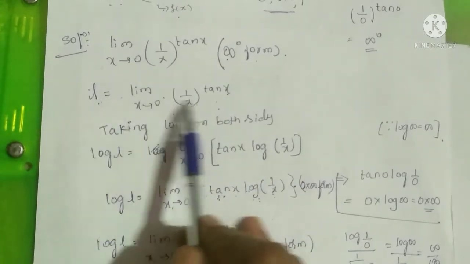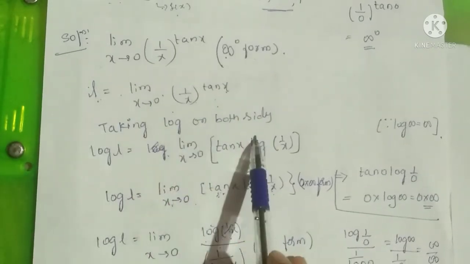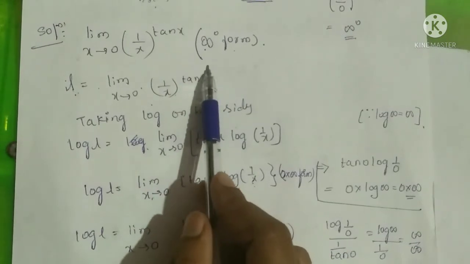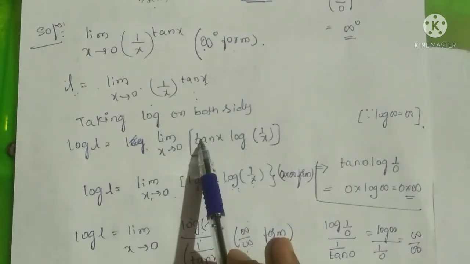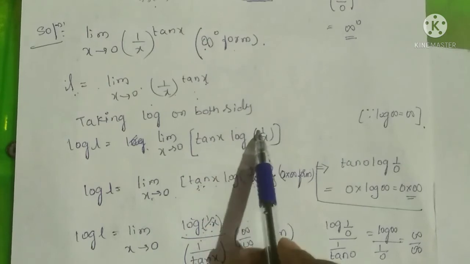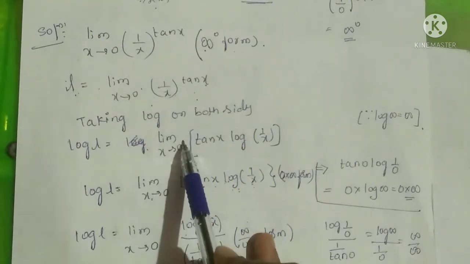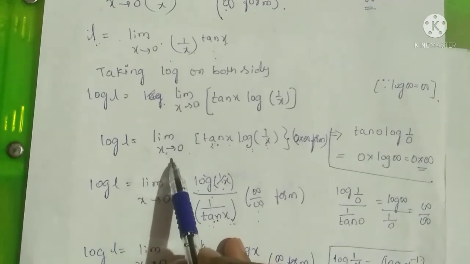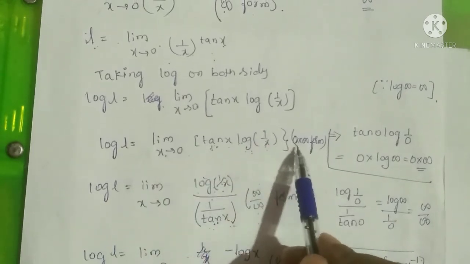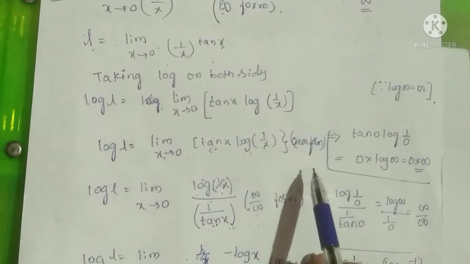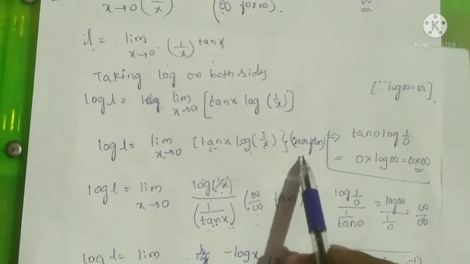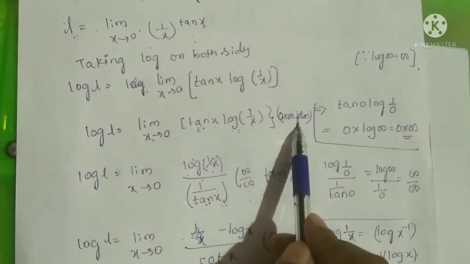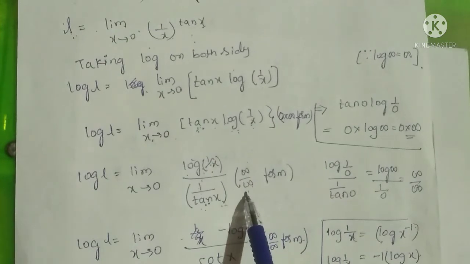So after equating the given function to L, you have to take log on both sides. Since tan x is raised as power here, the power gets shifted. So tan x into log 1 by x, limit x tends to 0 as it is. So log L equals limit x tends to 0 tan x into log 1 by x, which is in the form of 0 into infinity form. So either this 0 into infinity form should be converted into infinity by infinity form or 0 by 0 form.